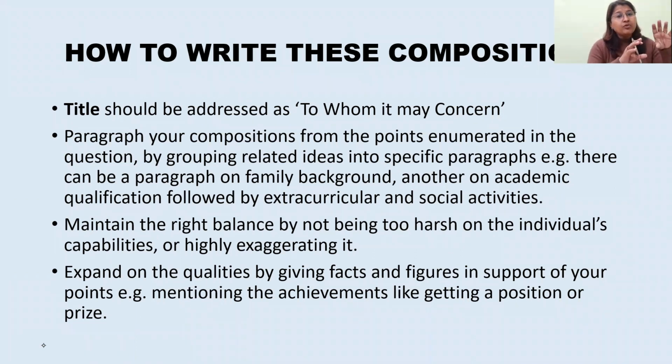So if you are talking about your family background, you have to begin with that paragraph. Then in the next paragraph, you should talk about the next point, like your academic qualification. So they should be there in one paragraph. When you're talking about your extracurricular activities, participation in those activities, please write them in another paragraph. All right. This is how you are supposed to form paragraphs.